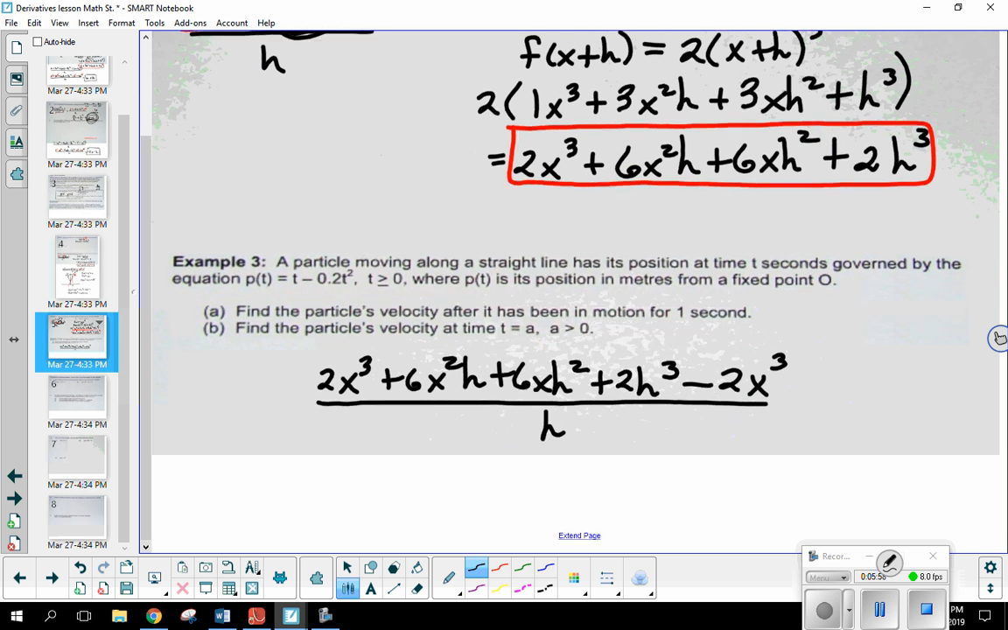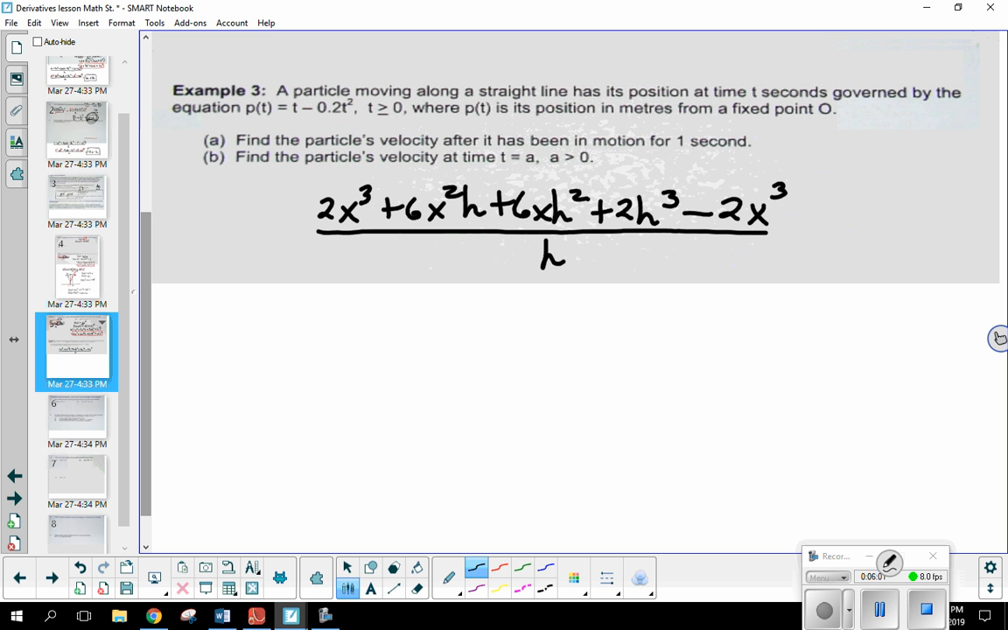We also talked the other day that you can put the limit as h approaches 0 in front and carry it through, or you can simplify and then put the limit in front, whatever you prefer. But is there anything that's going to drop out? There we go. 2x cubed minus 2x cubed. At least one pair of terms should always drop out. So what is 6x squared h over h? So that's 6x squared plus 6xh plus 2h squared.